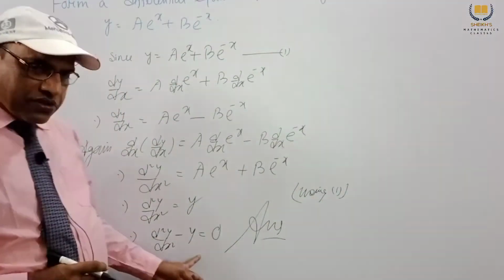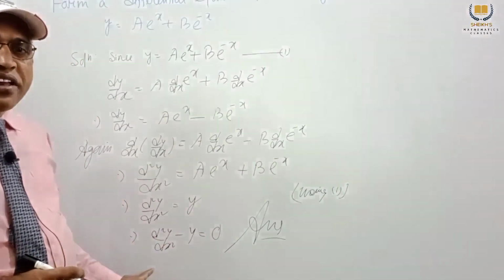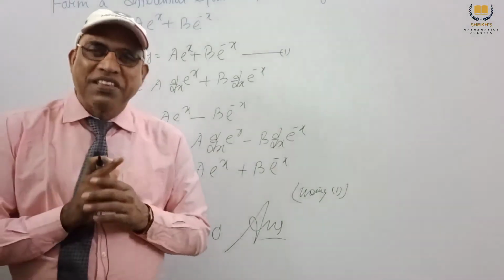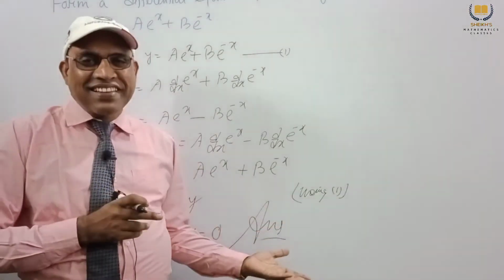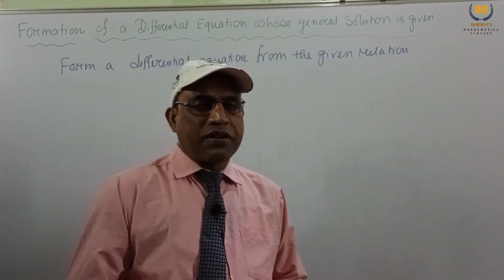In this equation, a and b both are absent. When we already remove this a and b, then this is our required solution. Then this is the technique. Again, we form another differential equation.